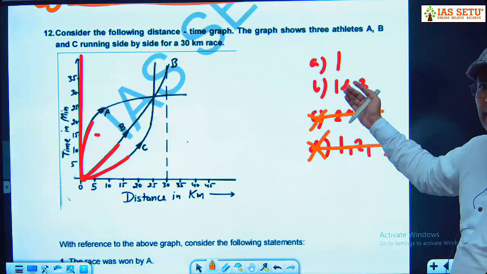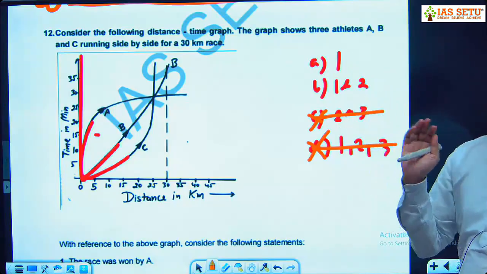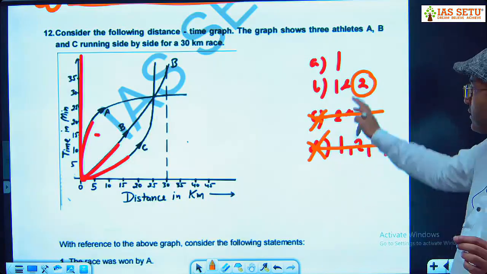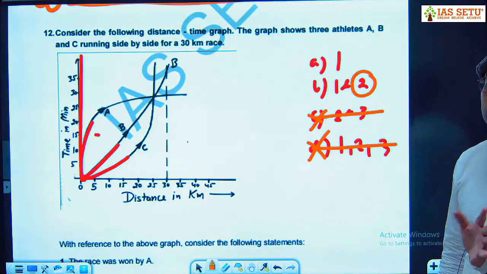क्योंकि 1 तो है ही है, 1 को तो आप हटा ही नहीं रहे हो. 2 चेक करना है सिर्फ. If 2 correct, B is the answer. If 2 wrong, A is the answer. No need to check 1.